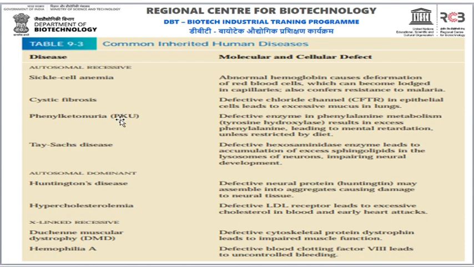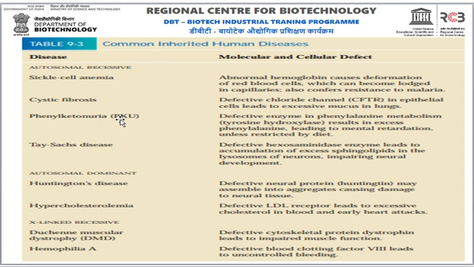Next are some common inherited disorders. First, autosomal recessive pattern disorders include sickle cell anemia, cystic fibrosis, phenylketonuria, and Tay-Sachs disease. In sickle cell anemia, abnormal hemoglobin causes deformation of the RBCs. At the same time, sickle cell anemia patients have resistance to malaria. Next is cystic fibrosis, in which there is a defective chloride channel responsible for transporting chloride ions, which ultimately leads to excessive mucus formation in the lungs.